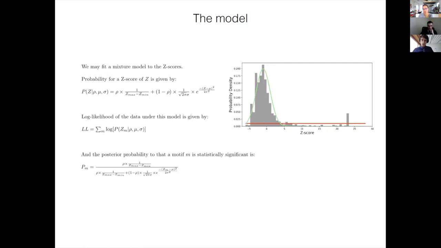So when we plotted the distribution of these Z-scores, it turns out the distribution is in this histogram, and we developed another model. So now we have a mixture model. This is essentially a mixture of a Gaussian and a uniform, and the idea is just to detect outliers, but rigorously speaking, it's a mixture model.